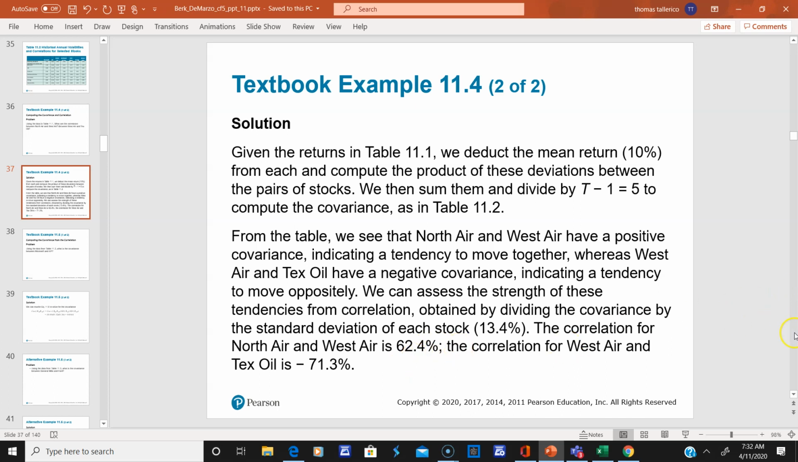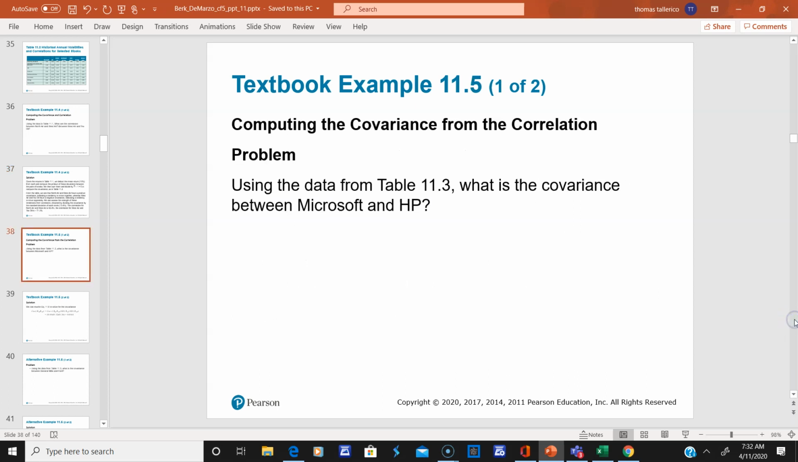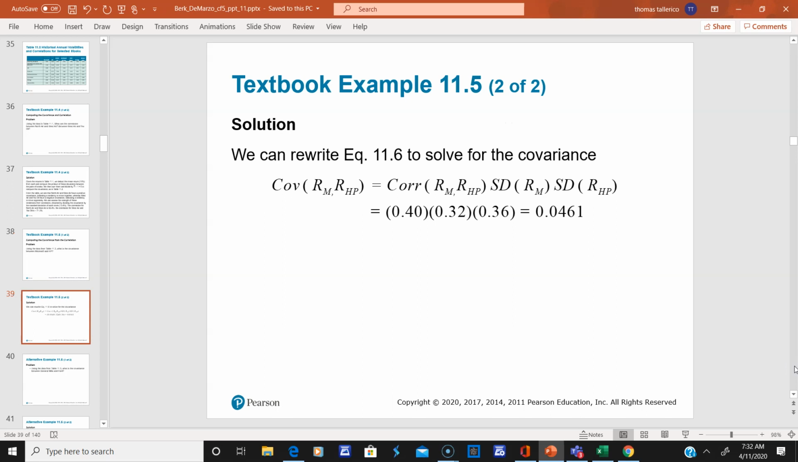Now, I don't know if they show you in your book, but it's probably done in your book, but it's not shown in the slides here. And again, they ask another question: what is the covariance between Microsoft and HP? You could forward this data if you'd like, or if you really need help, just email me and we'll go through it. This is all readily accessible to do in Excel. Obviously, this whole thing could be set up in Excel.